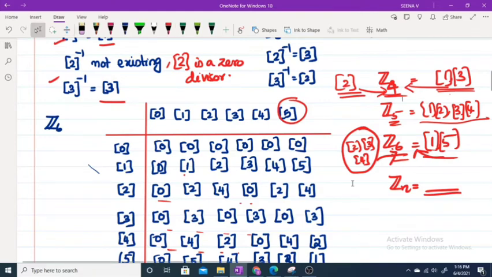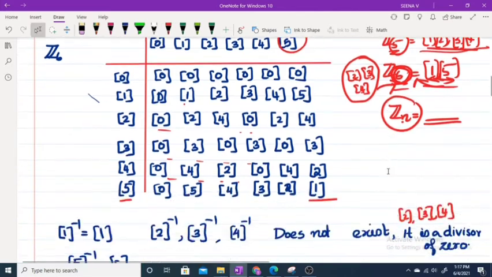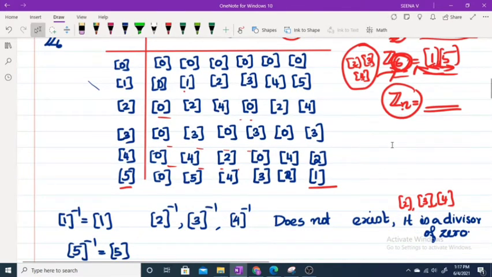Yes, these two numbers 1 and 5 are relatively prime to 6. Here 1 and 3 are relatively prime to 4. Here 1, 2, 3, 4 are relatively prime to 5. But 2, 3, 4 are not relatively prime to 6. Therefore, inverse exists only for those elements that are relatively prime to n, that means those elements that have GCD 1 with n. That is our next theorem.